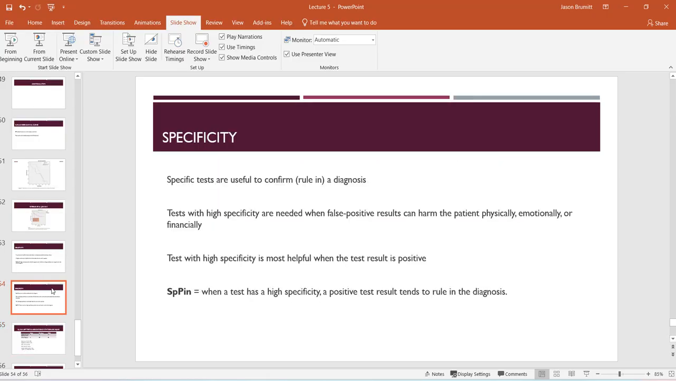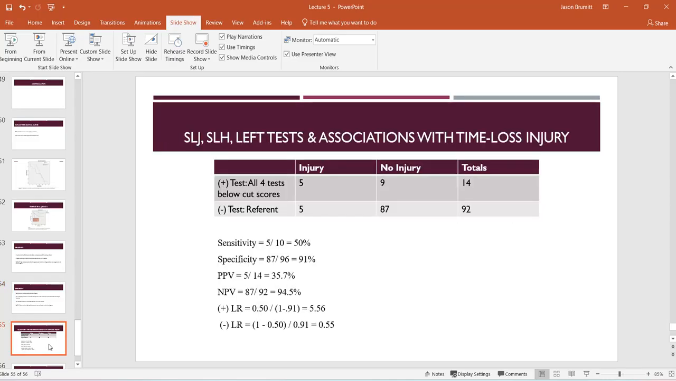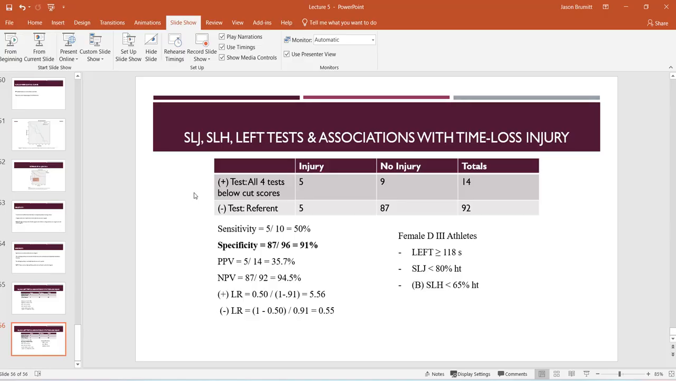Specificity. What's specificity mean? Well, SPIN. When a test has high specificity, a positive test results in the need to rule in the diagnosis. So this is something that people think about. So, okay, let's say somebody had a positive test, means that they had poor scores on all 4 tests. Well, there was a total of 14 people that had poor scores on all 4 tests. Only 5 of them got hurt. Would all people potentially benefit from interventions to reduce the risk of injury? Possibly. Low risk, right? What if it was something else that required surgery?